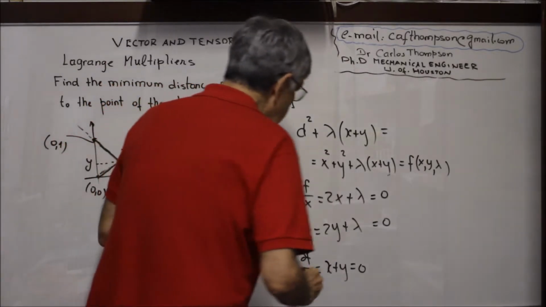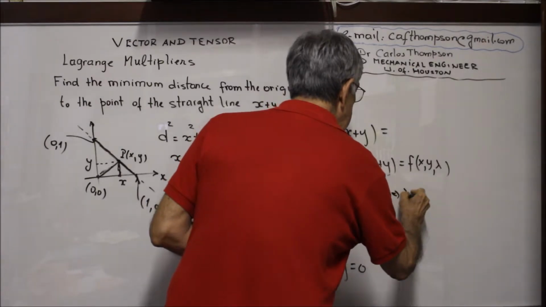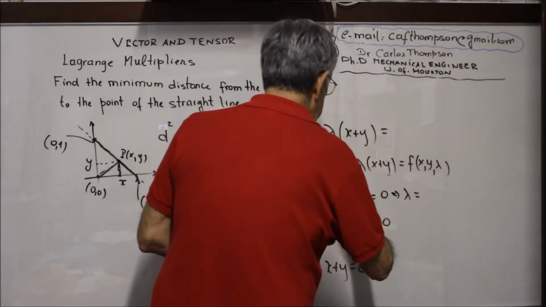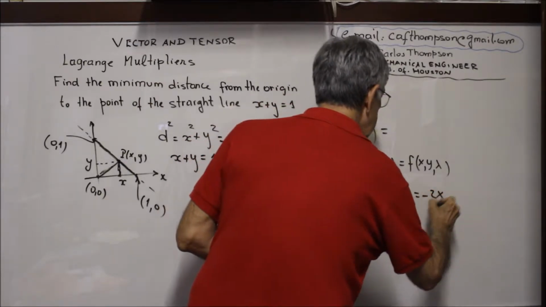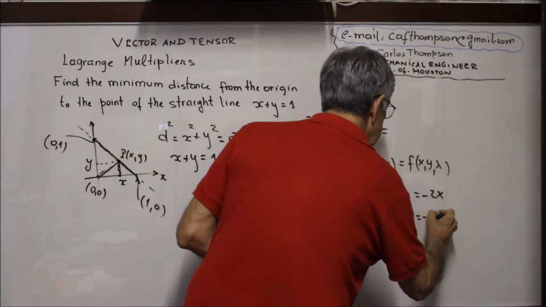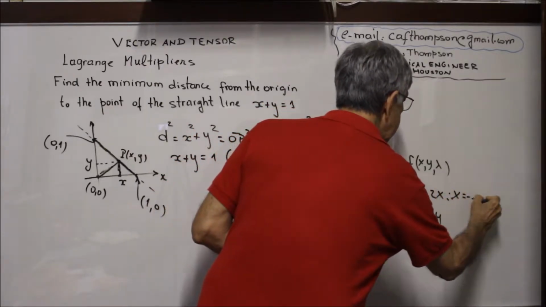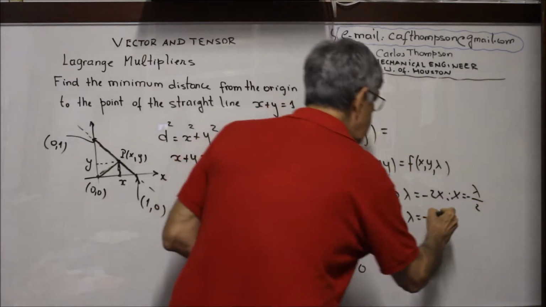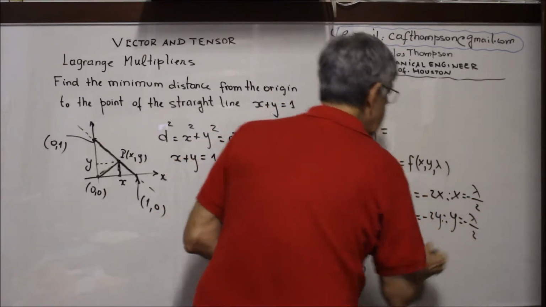Now, let's do as follows. From here, lambda is equal to minus 2x, and here lambda is equal to minus 2y. So x is equal to minus lambda over 2, and y is equal to minus lambda over 2.